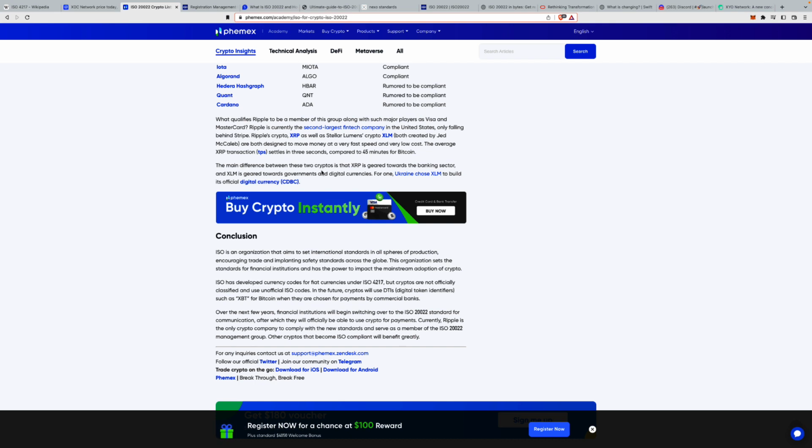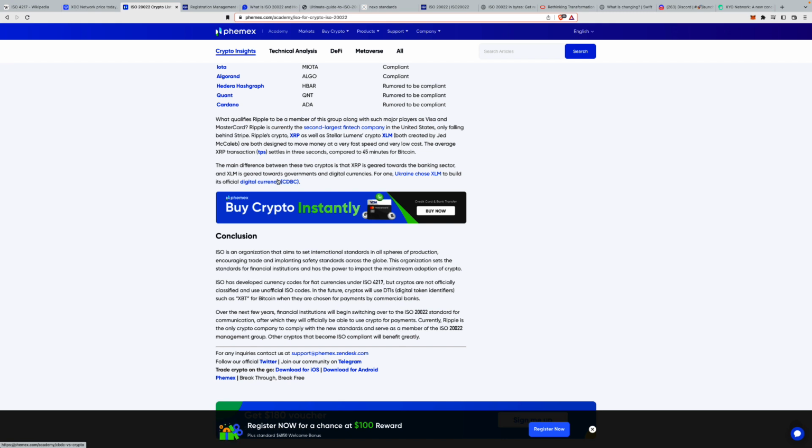The main difference between these cryptos is that XRP is geared towards the banking sector and XLM is geared towards governments and digital currencies. For one, Ukraine chose XLM to build its official digital currency, and now, with the news today, the UN chose Stellar and USDC in partnership with MoneyGram for the disbursements of aid to Ukraine and to people dealing with hardships during wars. So, there you go. I mean, this is spot on.